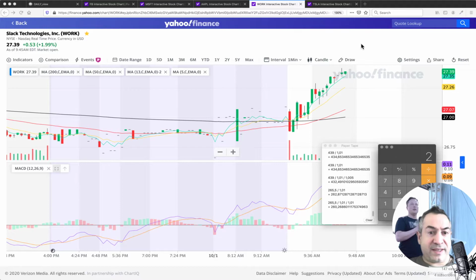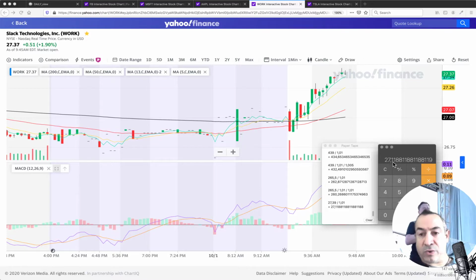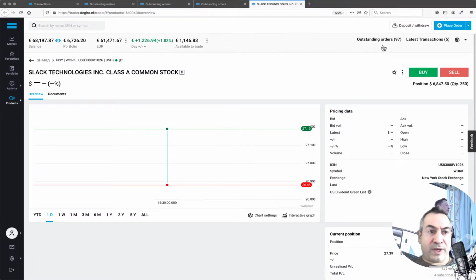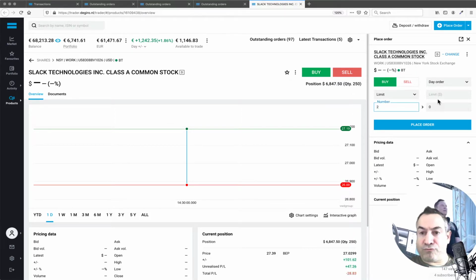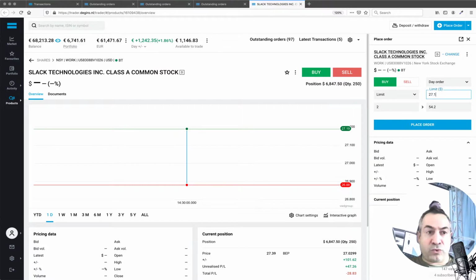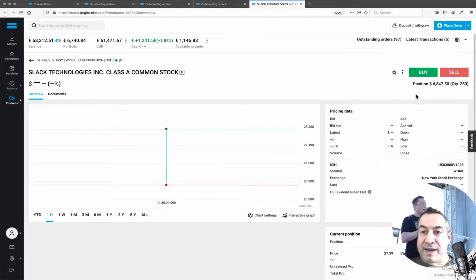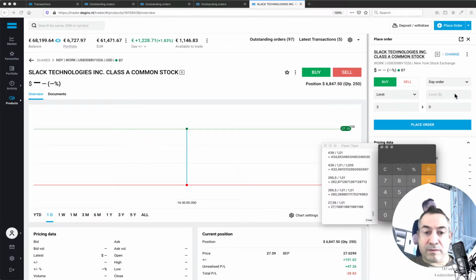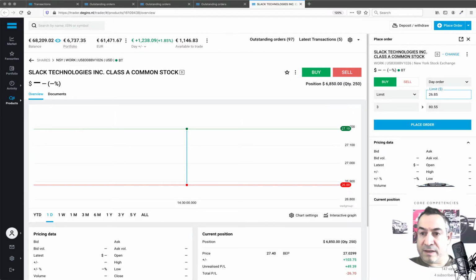Let's see, it drops 1% and we start buying there. So it would be 27.11, and the budget was to buy 9, so we can buy, for example, 2 at 27.11, okay, we leave it like that. Then we buy 3 at a lower price, because we're buying more, and 1% down, 26.85.